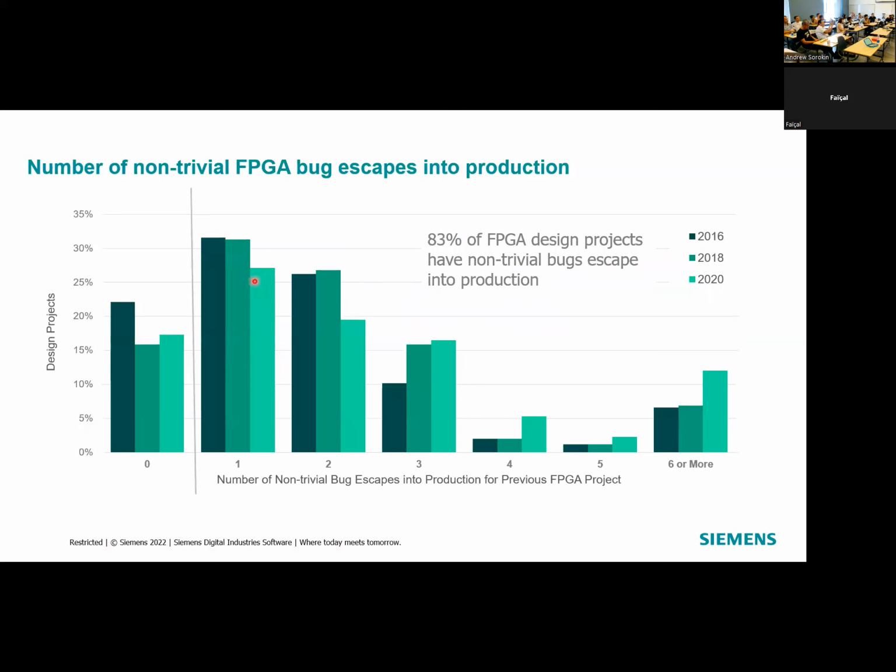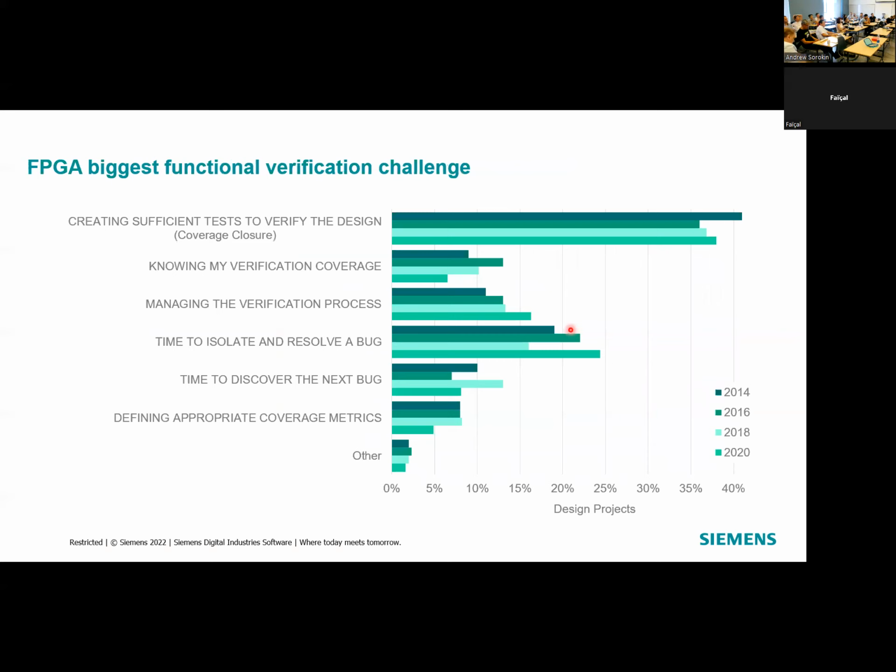And yet, despite this, 83% of FPGA design projects have non-trivial bugs escape into production, and 68% are late. So this combination is not good. Most projects cite creating enough tests to verify the design as their most time-consuming verification task. This likely leads engineers to go to the lab before the design has been fully verified.